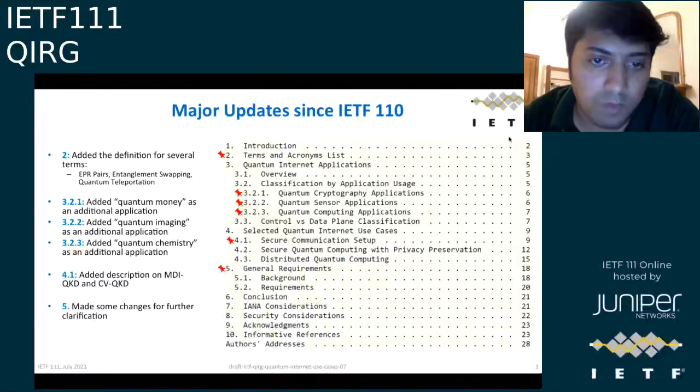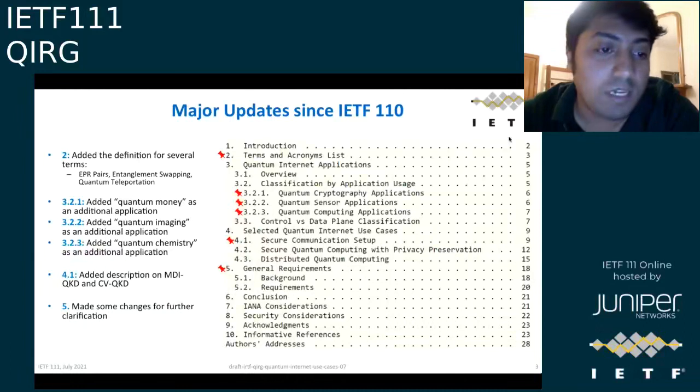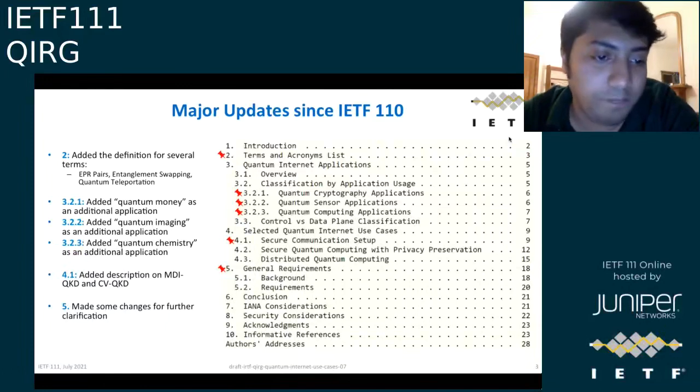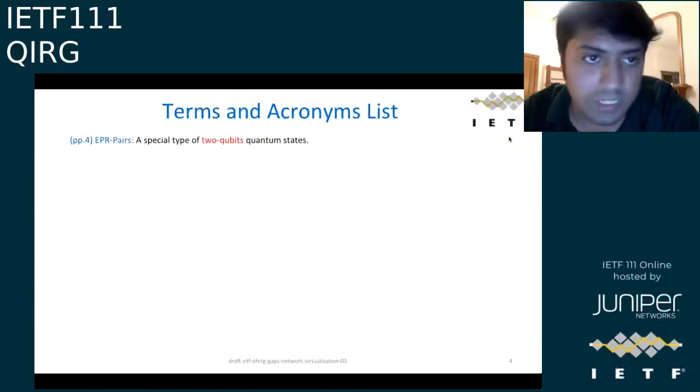And in section 4, more specifically section 4.1, we added the description of measurement device independent QKD and continuous variable QKD. Those are two variants of the original quantum key distribution protocol, and with high probability those two technologies will be very popular in the near future for implementation. We also made some other changes in section 5. Today I'll just go through sections 2, 3, and 4, and I'll not talk about the small changes we made in section 5. Okay, so let's start with section 2.